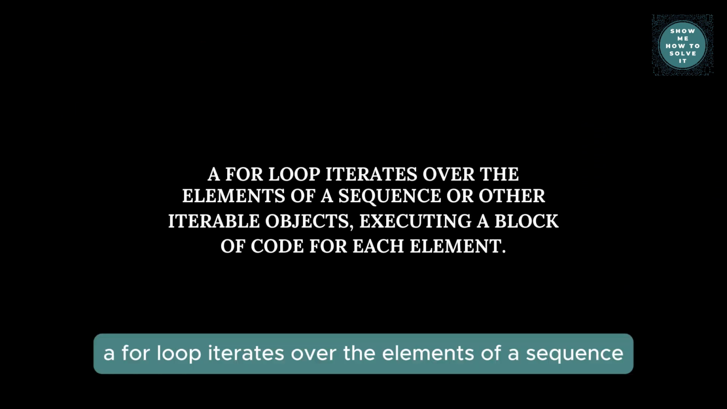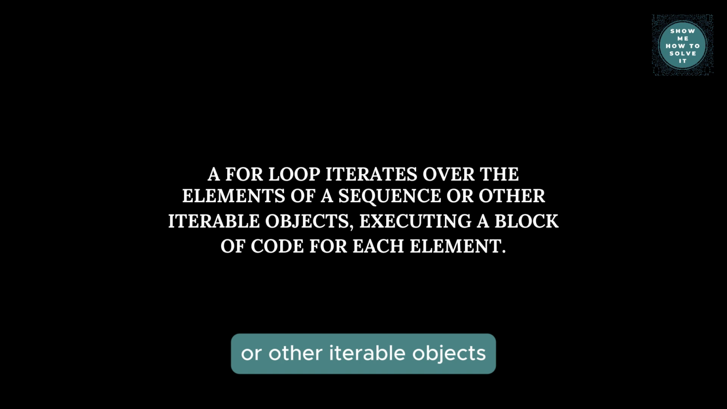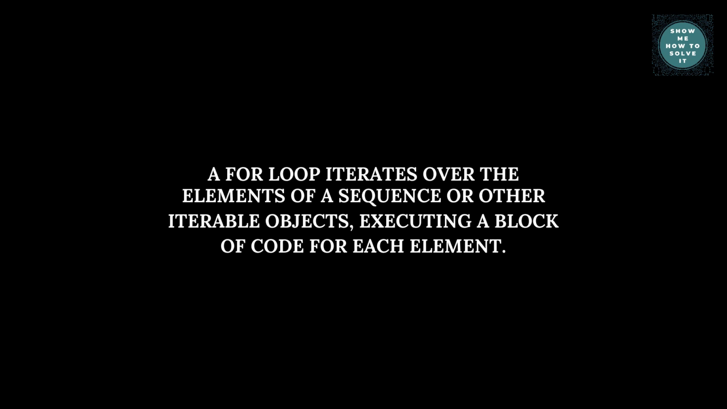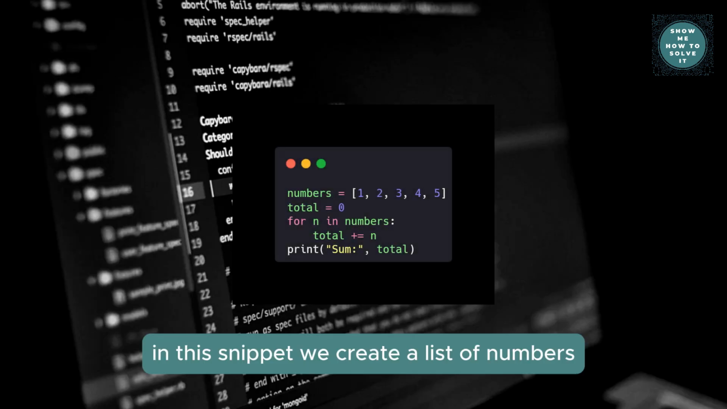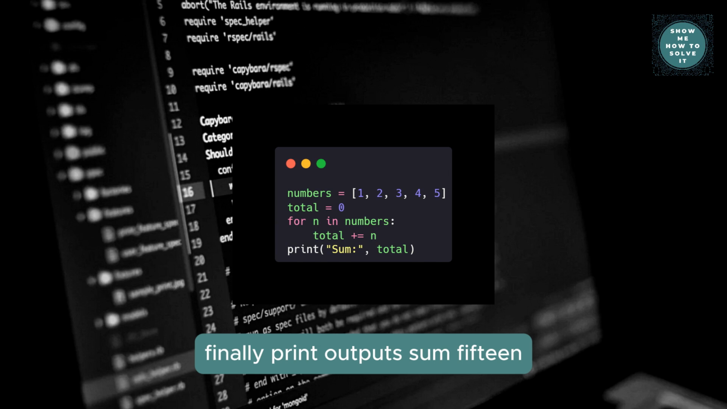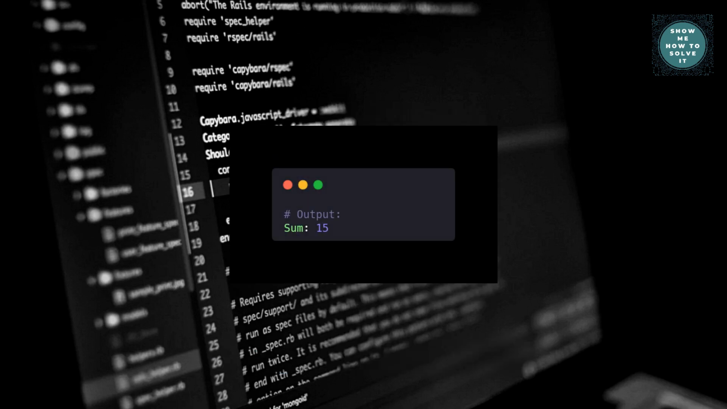A for loop iterates over the elements of a sequence or other iterable objects, executing a block of code for each element. In this snippet, we create a list of numbers, initialize total to 0, then use a for loop to add each number to total. Finally, print outputs, sum 15.